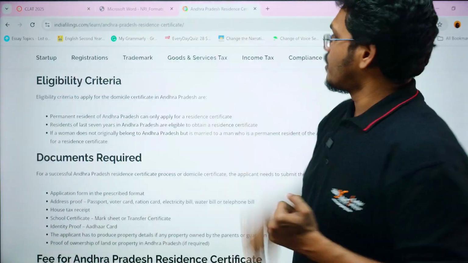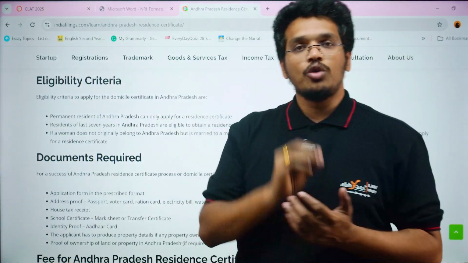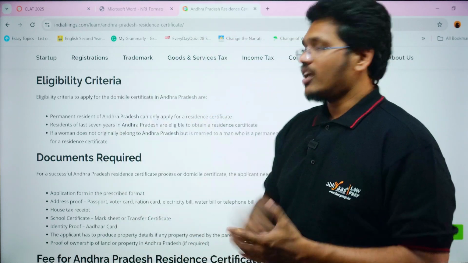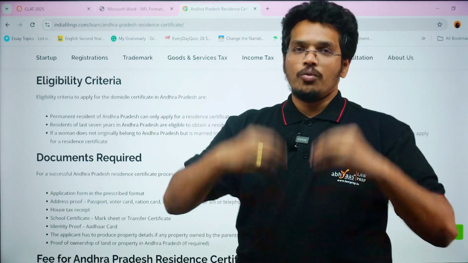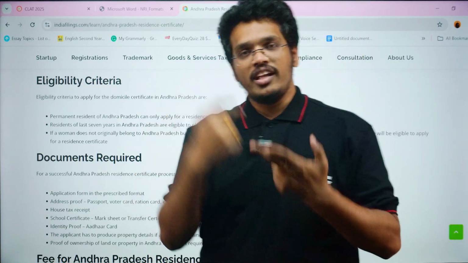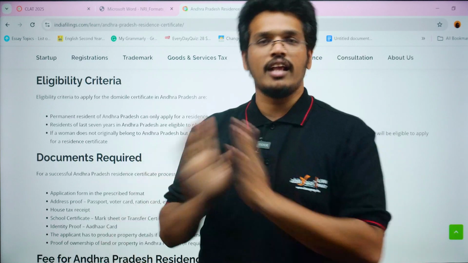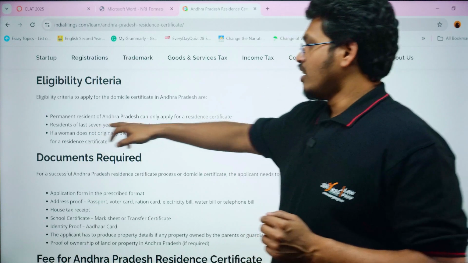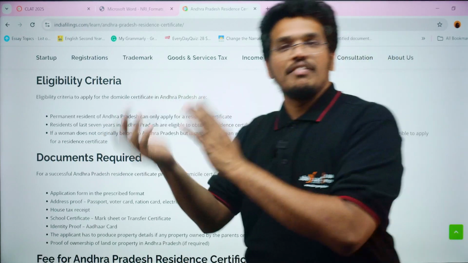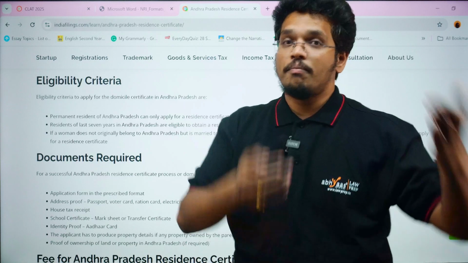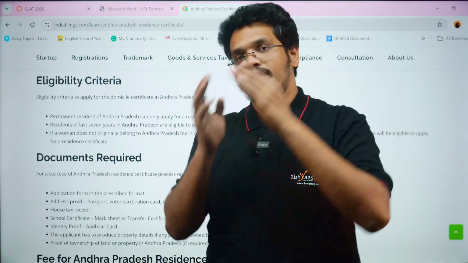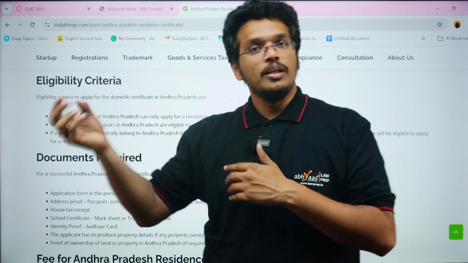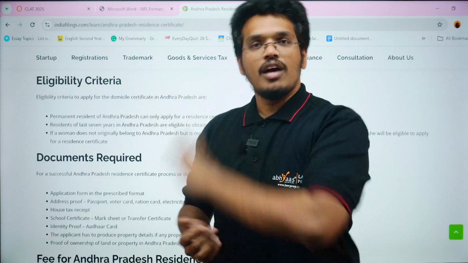Next, coming to Andhra Pradesh. Whether you belong to domicile of Andhra Pradesh or not, this is the eligibility criteria. The first criteria is that you are a permanent resident, or you were born in Andhra Pradesh and you are studying in Andhra Pradesh, or you are living in Andhra Pradesh, everything is in Andhra Pradesh. That is the first thing. The second thing is you need to reside in Andhra Pradesh for the last 7 years. You might not be born in Andhra Pradesh, but you are staying in Andhra Pradesh for the last 7 years continuously. Then you are eligible to apply for a resident certificate of Andhra Pradesh.